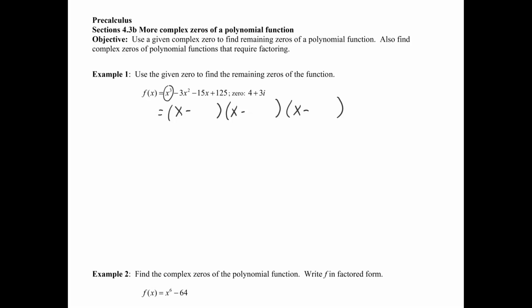And we're given one of the factors. So let's put our factors in blue. We're given the 4 plus 3i. So let's put the zeros in blue. We know we're going to subtract 4 plus 3i. And if 4 plus 3i is a zero, then so is 4 minus 3i. So we know we're also going to subtract 4 minus 3i.